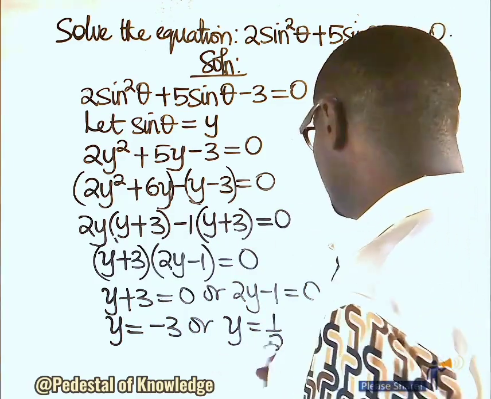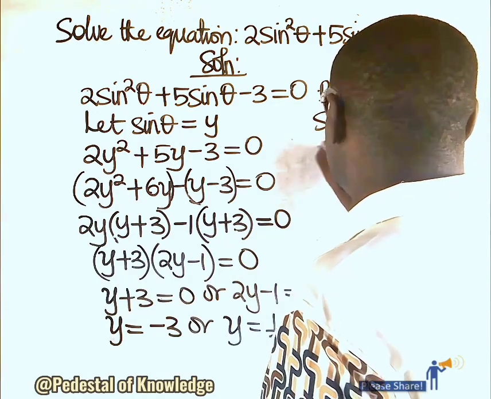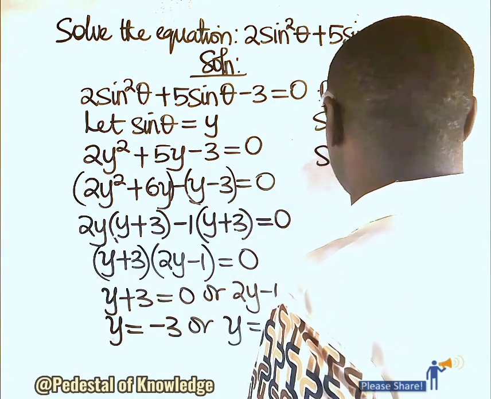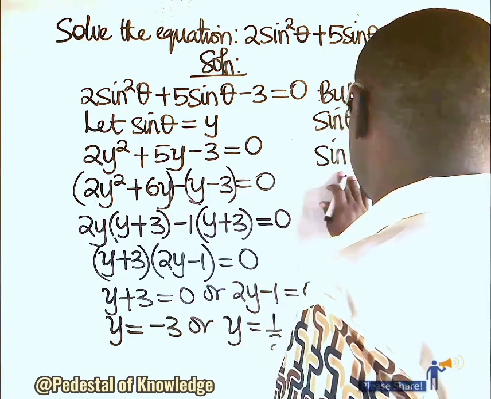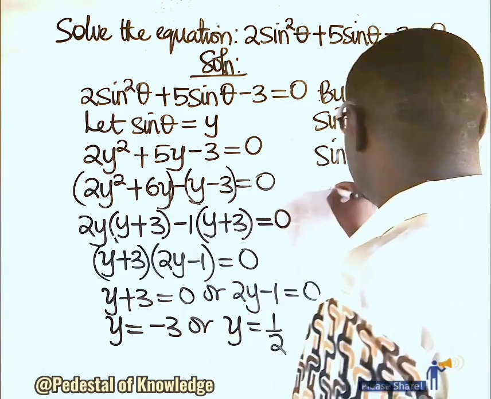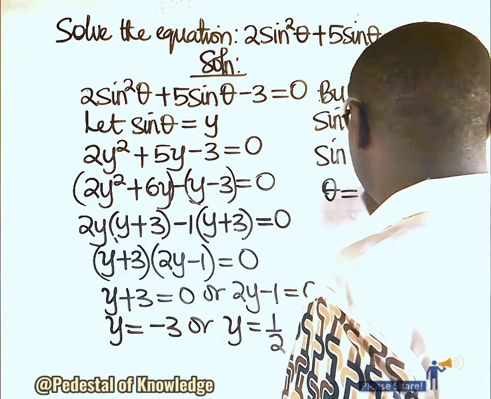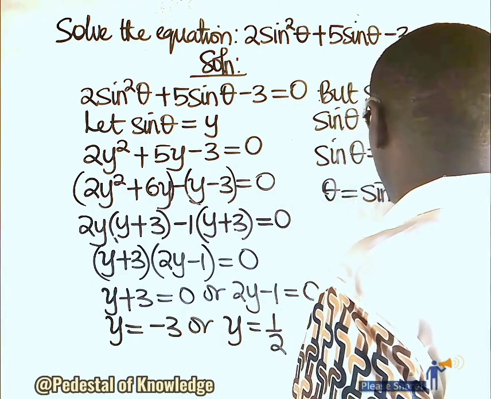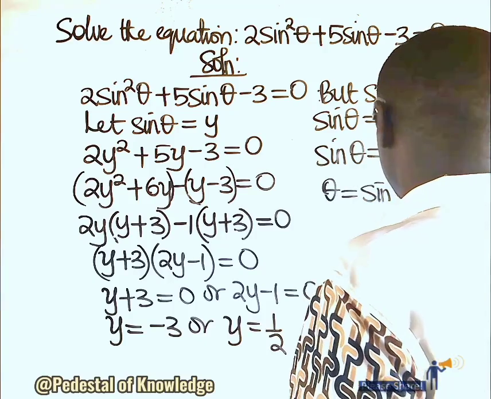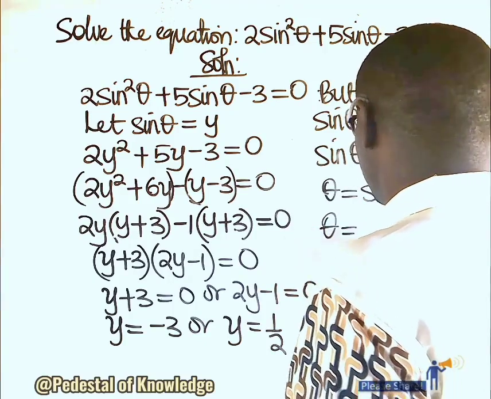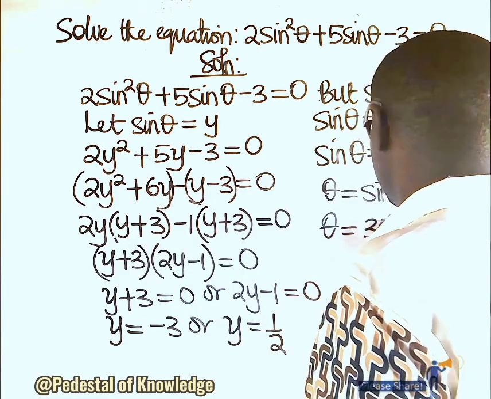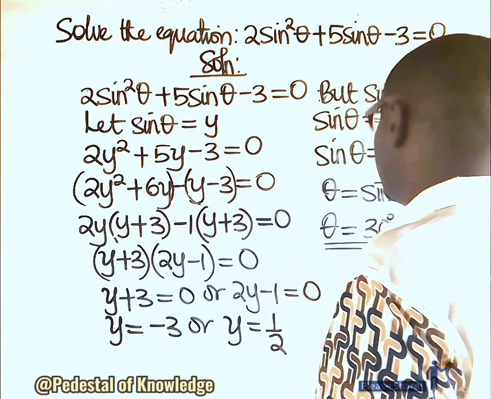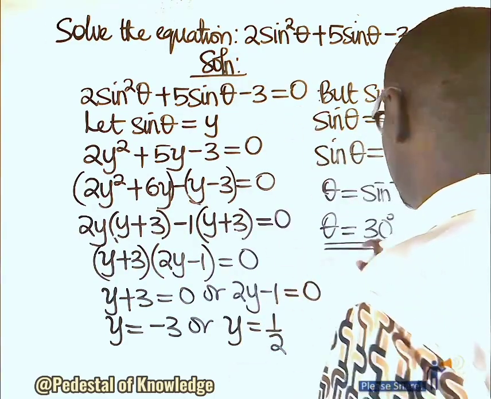So, now, when y is equal to half, we are going to have sine theta is equal to half. So, if sine theta is equal to half, then theta is equal to the sine inverse of 1 over 2. So theta is equal to, the sine inverse of 1 over 2 is equal to 30 degrees. So the value of theta that satisfies this equation is equal to 30 degrees.